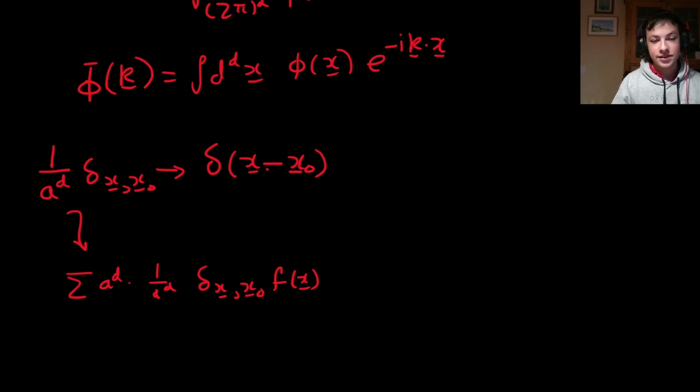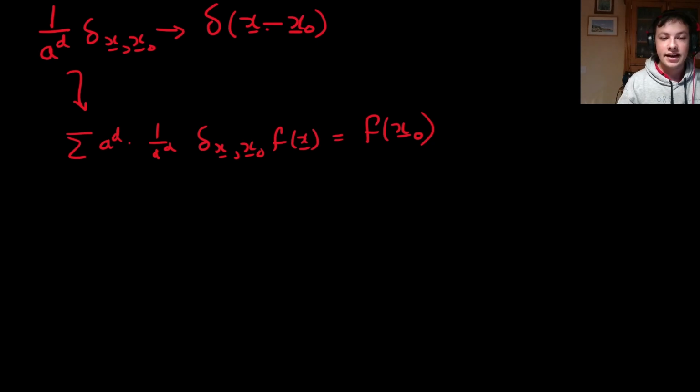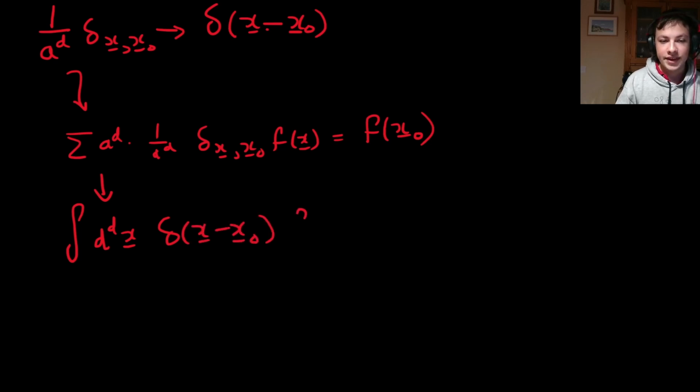The a to the d's cancel, and this is going to give you f(x₀), right? Because that's the only place where the delta function is 1 instead of 0, or the Kronecker delta here. And so this whole thing is going to go to the integral over whatever box we're looking at. The a to the d becomes a dx to the d. This thing here becomes the delta function. We keep f of x the same, and we still pluck out f(x₀). This is the defining property of the delta function.